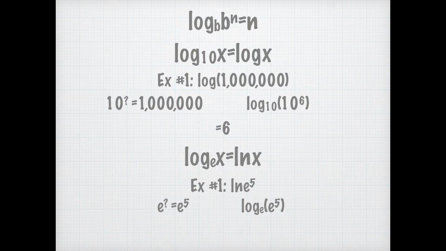Or I can make sure that I have the same base. So since this is ln of e to the 5, I know it's log base e of e to the 5th. So based on my property of logs, then the answer would just be 5.